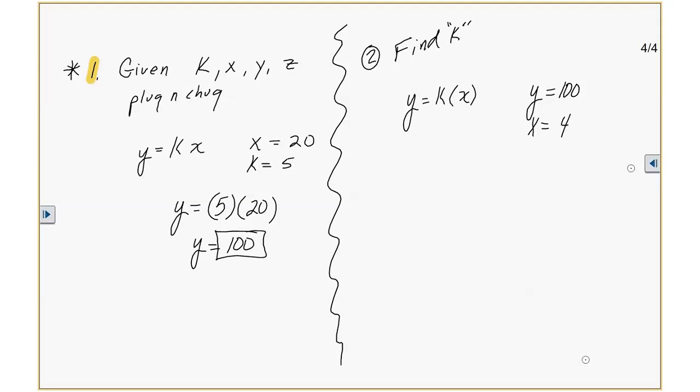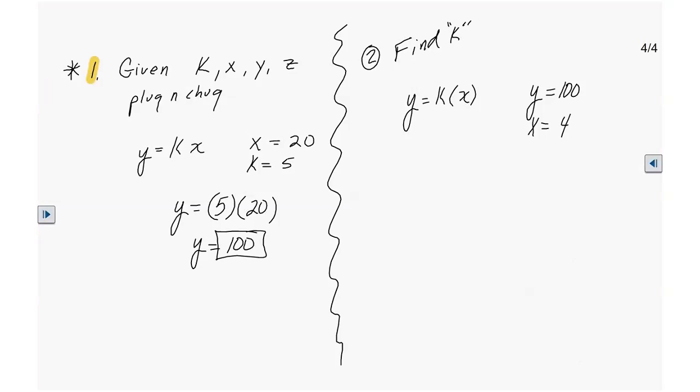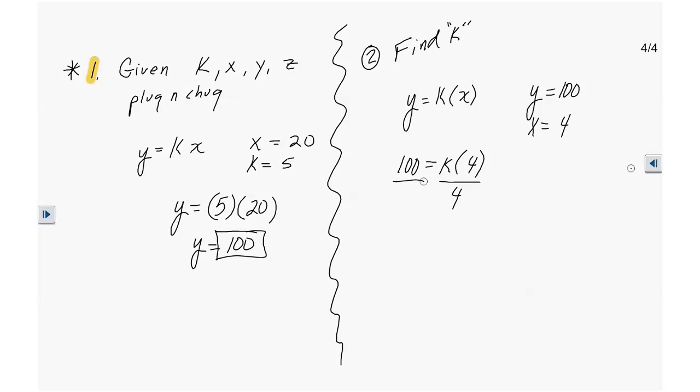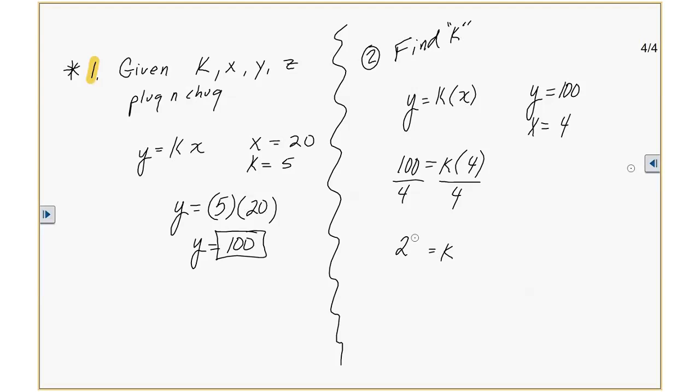Well, you can either plug and chug and solve for K, or you can solve for K and plug and chug. Doesn't matter. So I'm going to plug and chug. Y is 100, which is equal to K times what? 4. How do I get rid of multiplying by 4? So K is equal to what? 25.